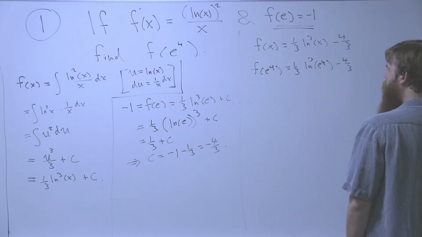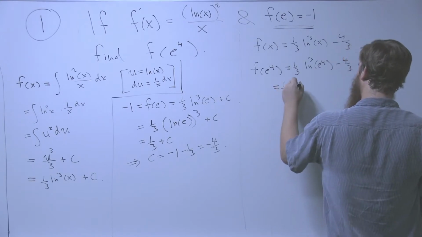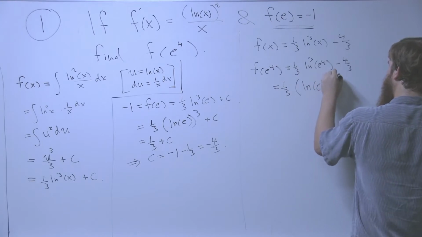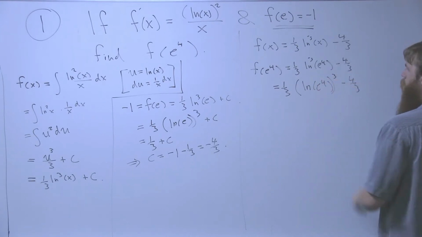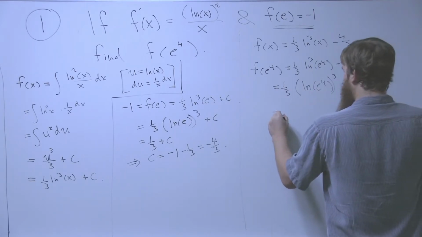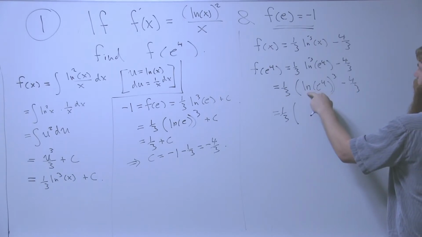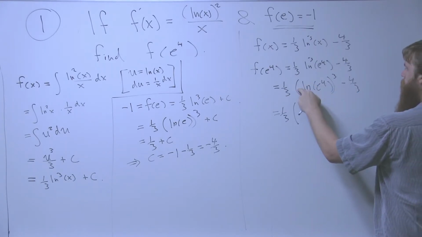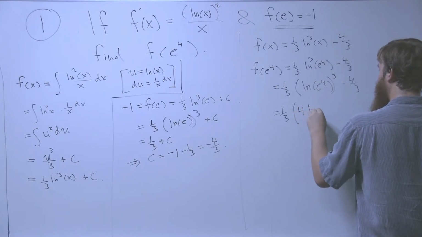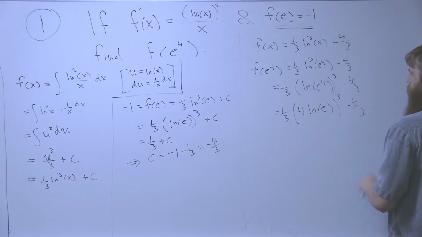And again, just to get you used to this new notation, I'm going to walk back to our old notation for a second. Okay? So now the natural log of e to the fourth can use one of our properties of logarithms. Says you've got the log of a to the b is the same as b times the log of a. So this is the same as 4 times ln of e, all cubed, minus 4/3.